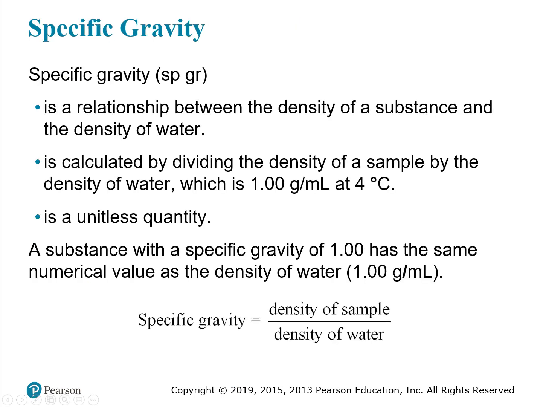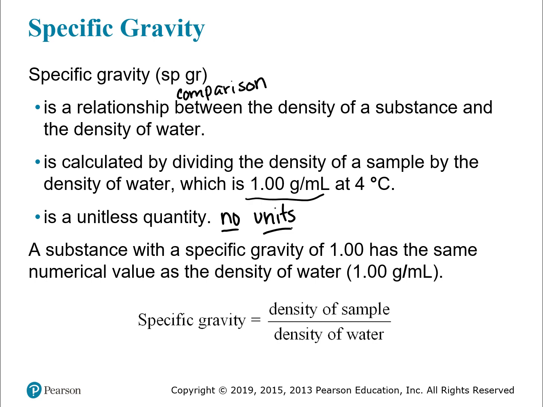The final concept that we're going to talk about is specific gravity. Specific gravity is a relationship between the density of a substance and the density of water. So it's a comparison. It's calculated by dividing the density of your sample by the density of water, which at 4 degrees Celsius is 1 gram per milliliter, and it does not have units. So no units. Your specific gravity has no units.